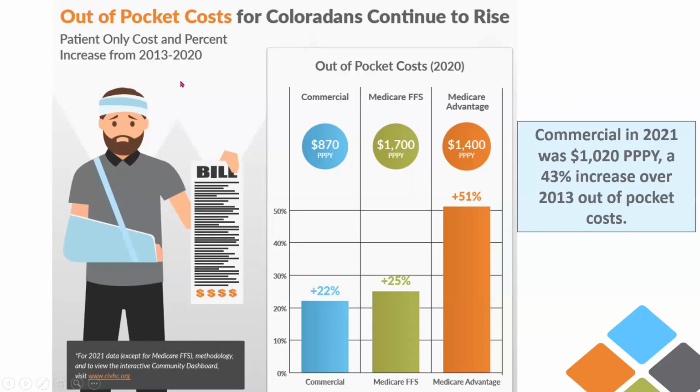I also looked at the commercial data for 2021, and if you look at 2013 to 2021, it was an even bigger jump to a little over $1,000 per person per year for people with commercial insurance, and that's a 43% increase.